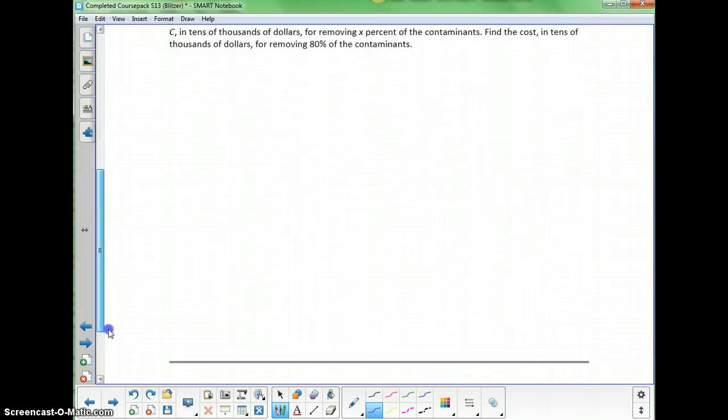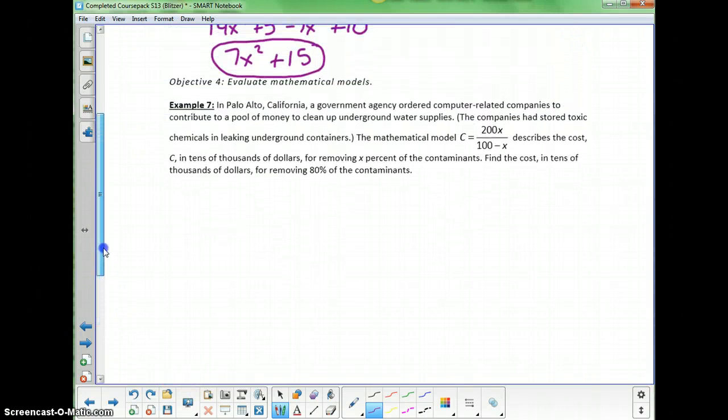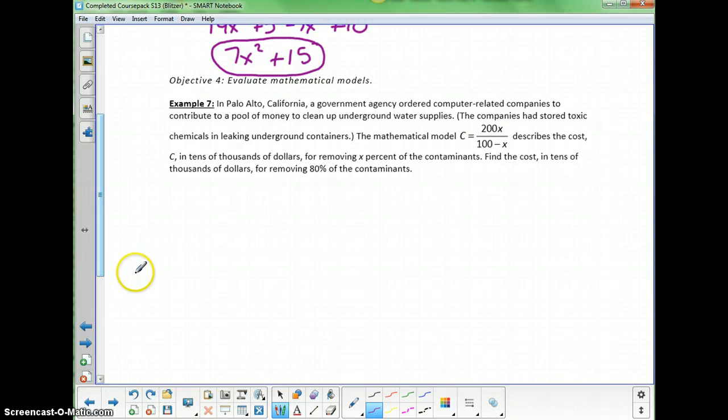Alright, objective 4, this one right here, I was looking for that line down here. Let me know that's the last example for this section. So in our last example, we've got Palo Alto, California. A government agency ordered computer-related companies to contribute to a pool of money to clean up underground water supplies. We're using this mathematical model. The mathematical model describes the cost, C, in tens of thousands of dollars for removing X% of contaminants. Find the cost for removing 80% of the contaminants.